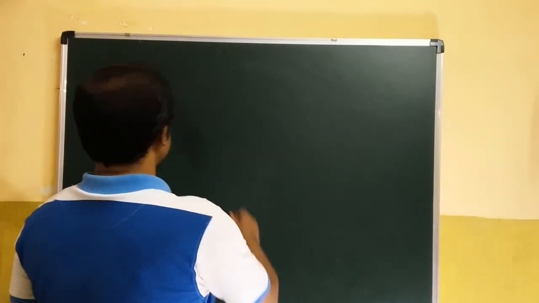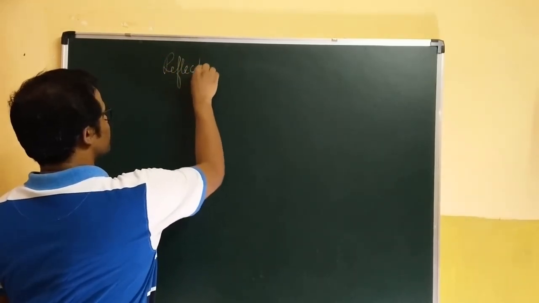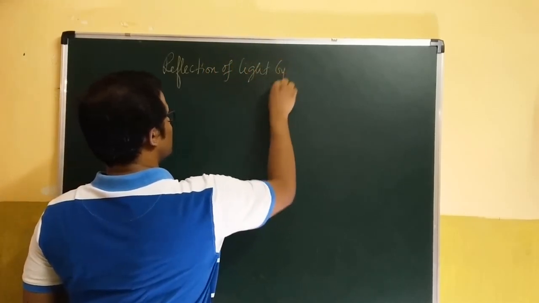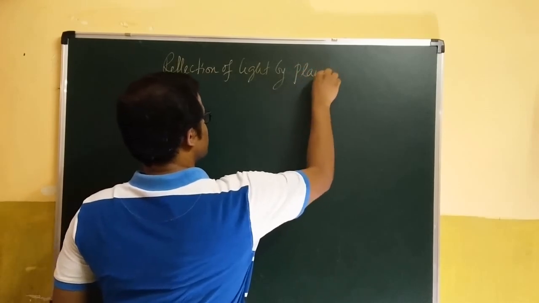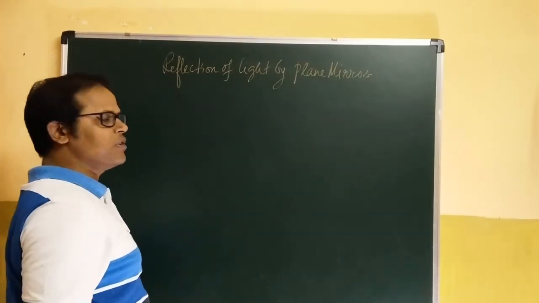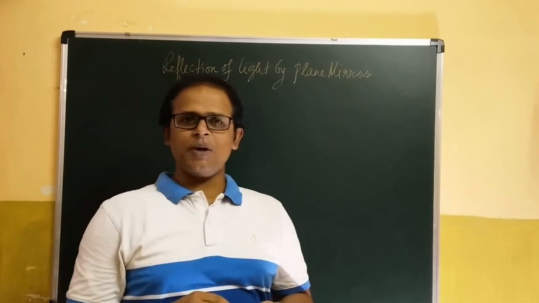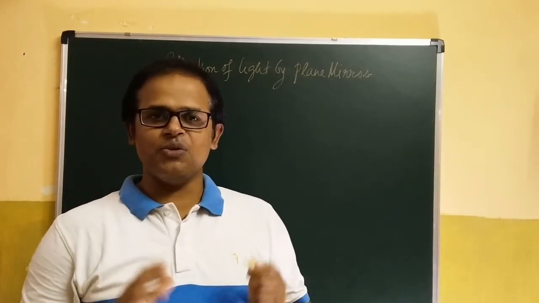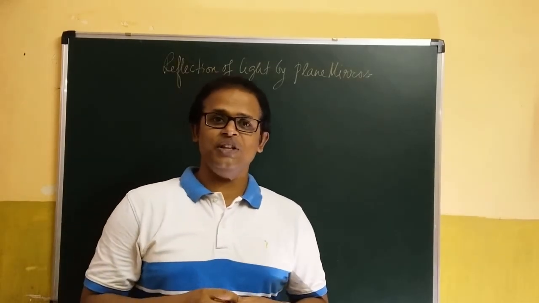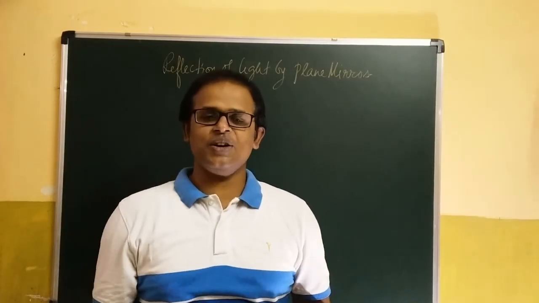In the last class, I was discussing reflection of light by plane mirrors, and we have completed this topic. Plane mirrors, being opaque mediums, reflect light extremely well to form virtual and erect images. That is a very well-known property of plane mirrors. They always form virtual and erect images, but at the same time they also give us something very beautiful, an illusion. They make my sides interchange. That is called lateral inversion.